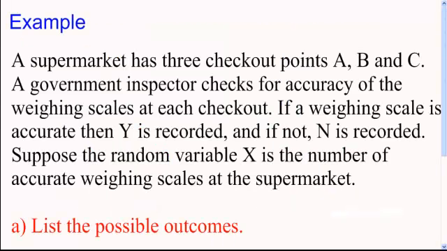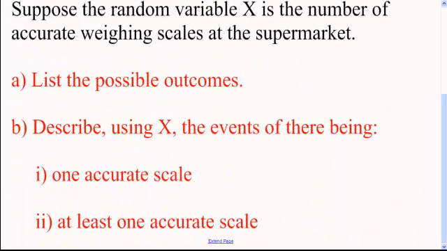So we'll take a look at a real-world problem with this. So we have a supermarket, and there are 3 checkouts, A, B, and C, and they come and inspect it, and they make sure that weighing scales are accurate. If the weighing scale is accurate, then a Y is recorded. If it's not, an N is recorded. So the random variable that we're going to use is X, and that's the number of accurate weighing scales at the supermarket. So part A asks to list the possible outcomes, and then from there we have to do a few things.